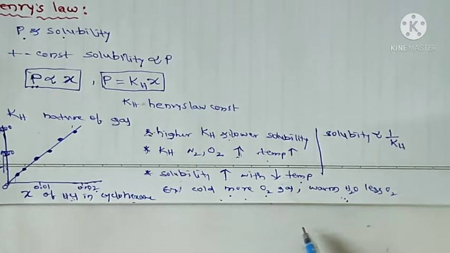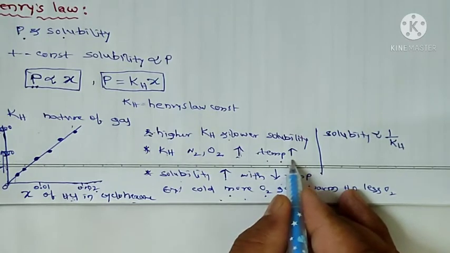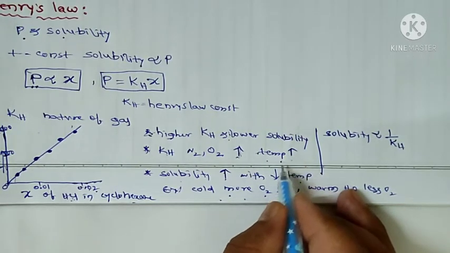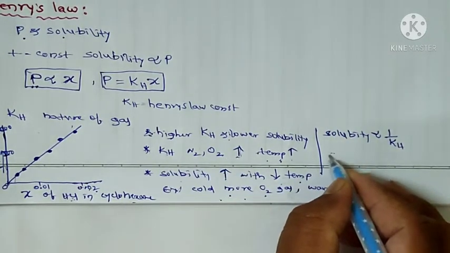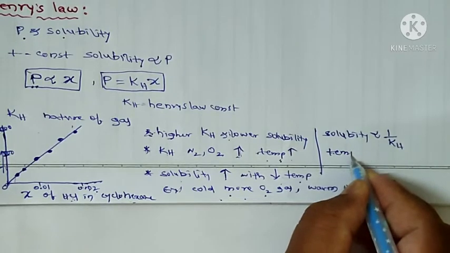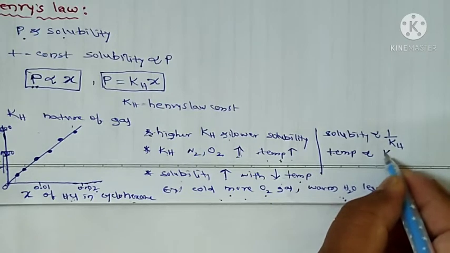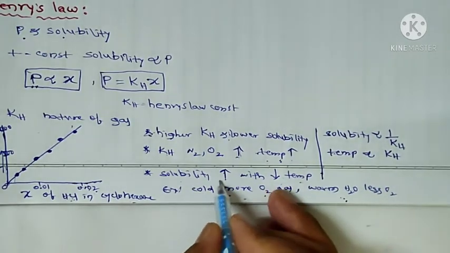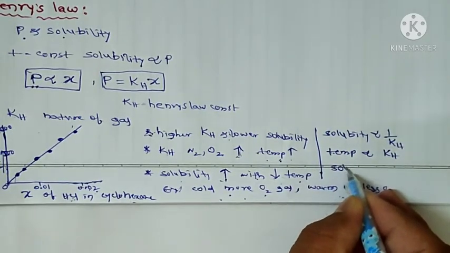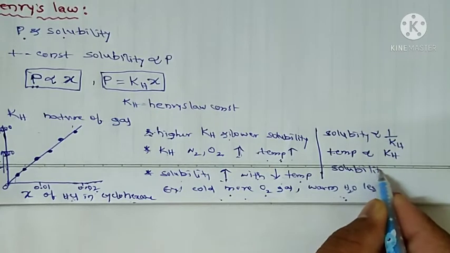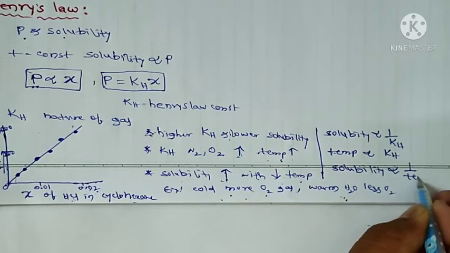Inversely proportional to kh. And the kh value increases as the temperature increases. So here temperature is directly proportional to kh, and here solubility increases with the decrease of temperature. So solubility is inversely proportional to temperature.